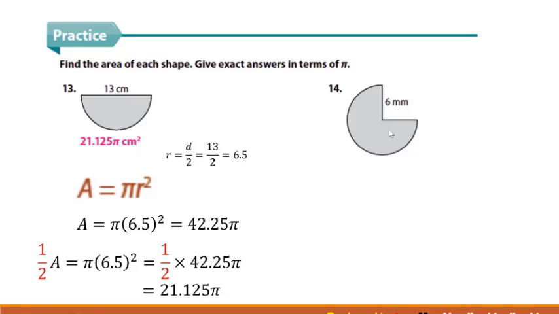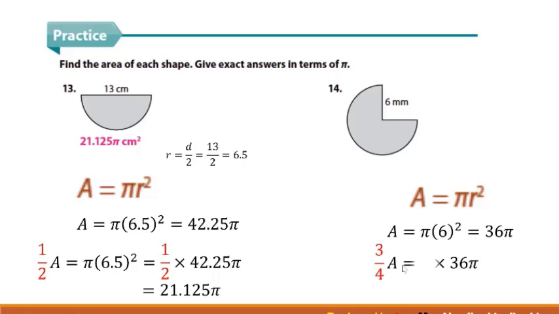Now I need to find the 3/4, the 3/4 of a circle. So I have to find the whole circle area. So area equal pi r squared. Then I have to find my radius. My radius is already here, 6. So I change with 6. 6 squared, 36 pi. This is my area for the whole circle, the whole circle, 36 pi. But I need 3/4. So I multiply by 3/4.